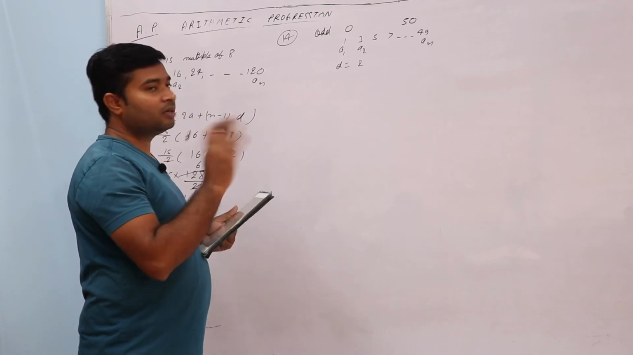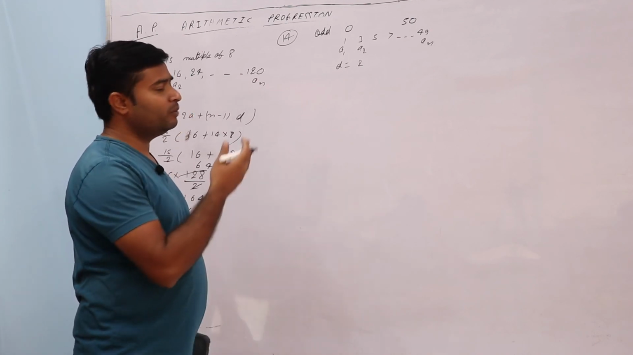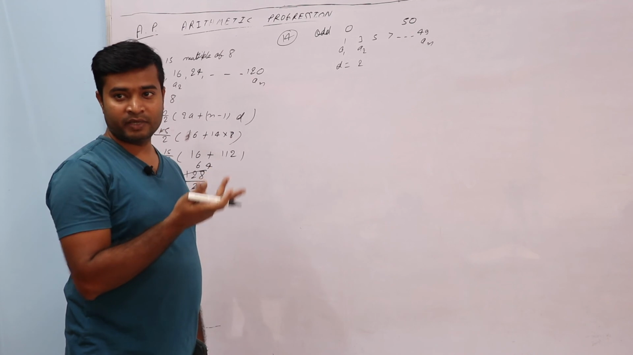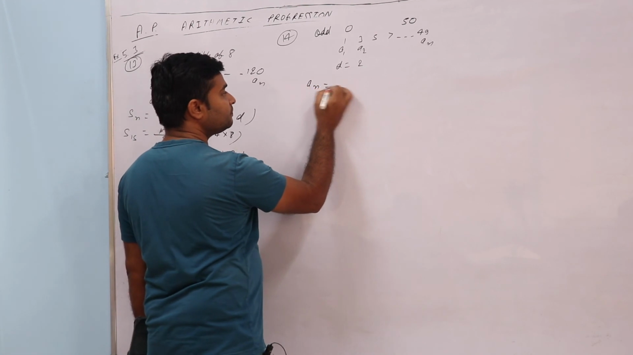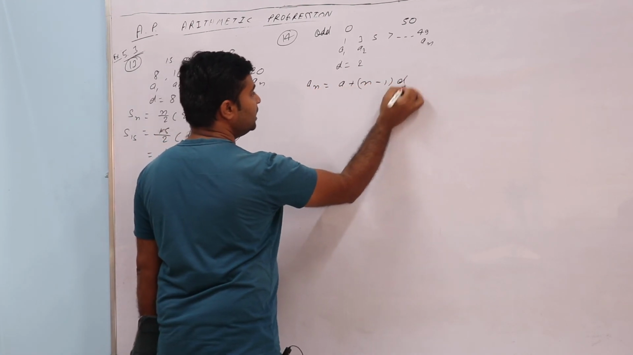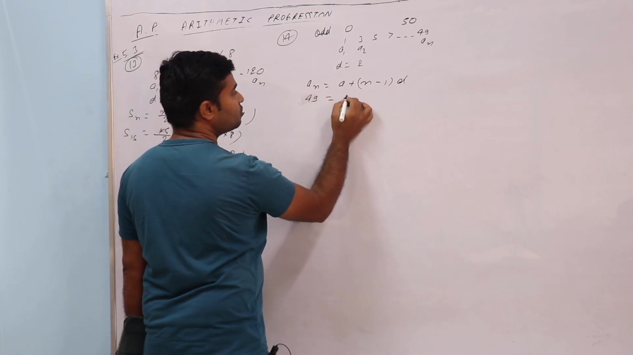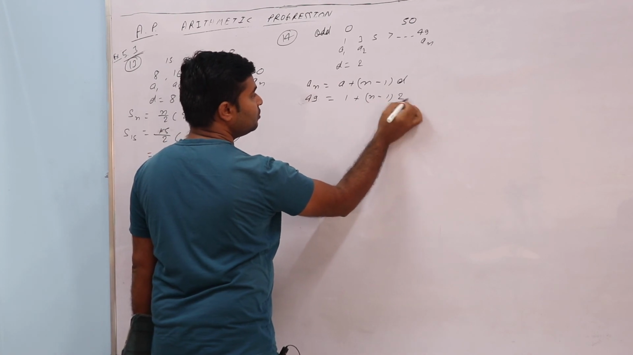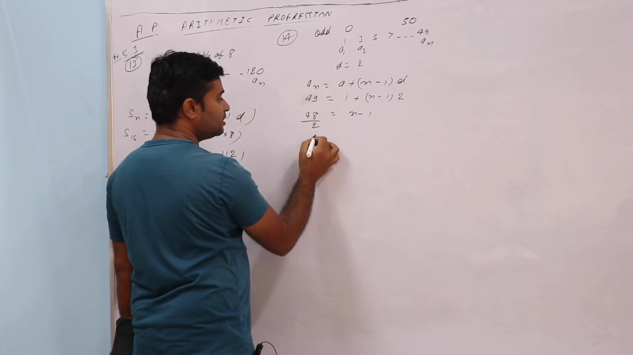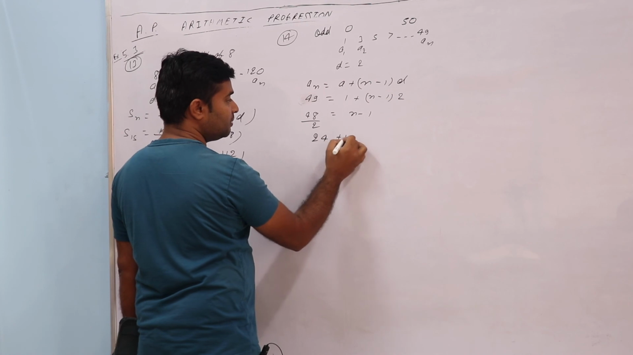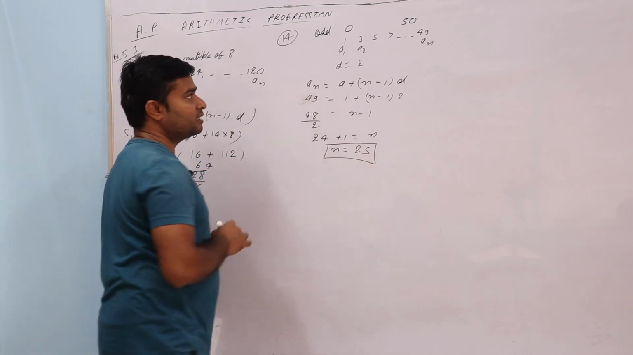But we don't know the number of terms here. So first find the number of terms n. Actually we can find this as 25 because it is a small number, so we can find it in the mind only. But go through the formula. So an is equal to a plus n minus 1 into d. 49 is equal to 1 plus n minus 1 into 2. So 48 by 2 is equal to n minus 1. 24 plus 1 is equal to n. So n is equal to 25.